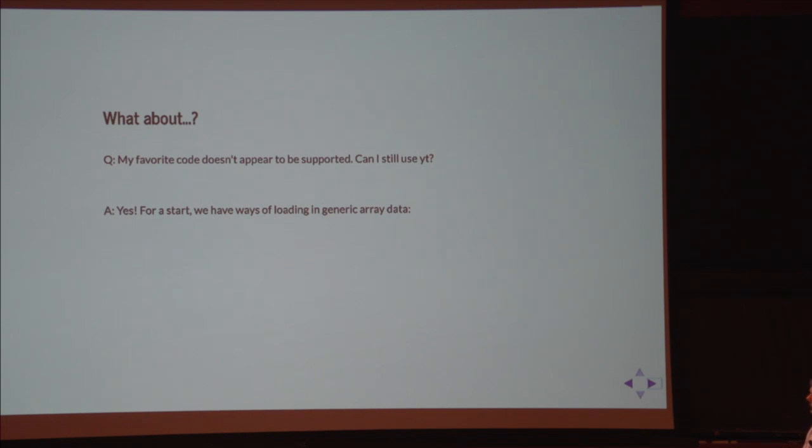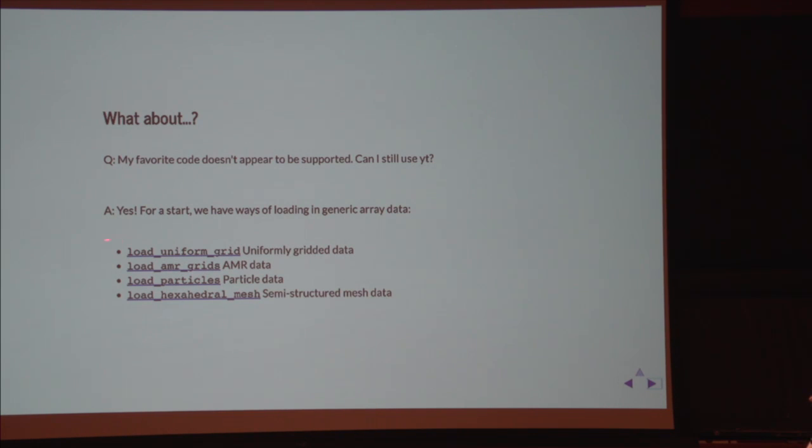Or you might have noticed that your favorite code doesn't appear to be supported. Or maybe you have just a derived data set of some kind, and you still want to use some of the functionality I showed. For a start, we have ways of loading in array data that's sitting in memory, either derived from their data set or from a code we don't support yet. We have methods for loading uniformly gridded data, loading AMR grids, loading particle data, hexahedral mesh, which is semi-structured mesh data. If you have the talk in your web browser, these are actually links to the different parts of the docs that show this. So when people want to get their data into YT, but their code isn't quite supported yet, what we normally do is we point them in this direction. And once we can get it working in here, then we think about ways to actually support their code efficiently.